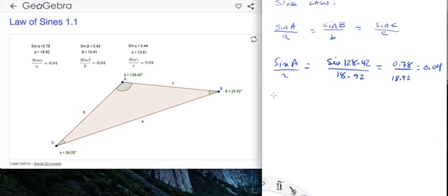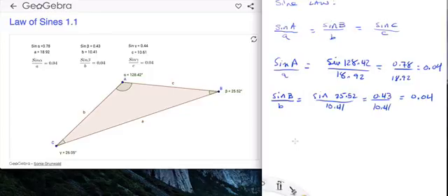Now, if the sine law is true, then I should get 0.04 for the other 3 ratios, for the other 3 fractions. Sine of B divided by B is really sine of the angle at B, which is 25.52, divided by the side opposite, which is 10.41 units. That gives me 0.43 divided by 10.41, and yes, it gives me 0.04.